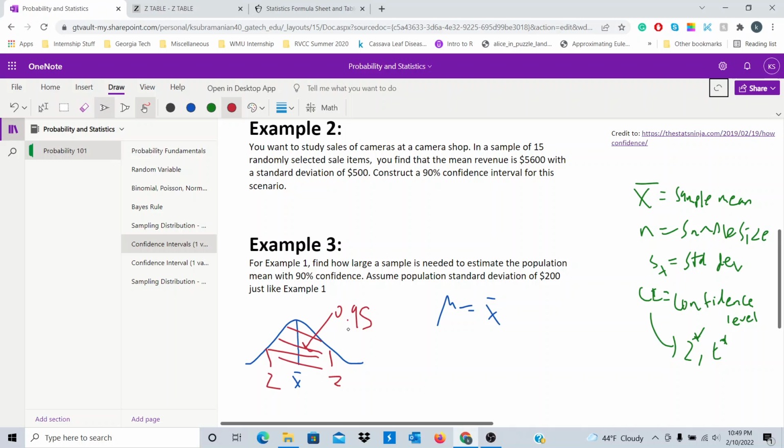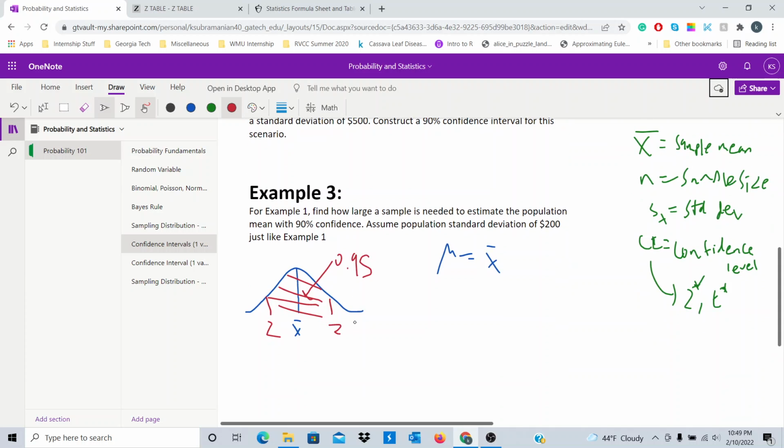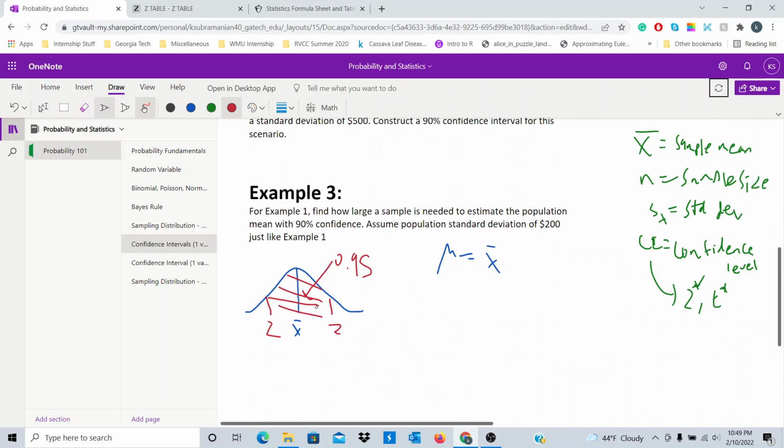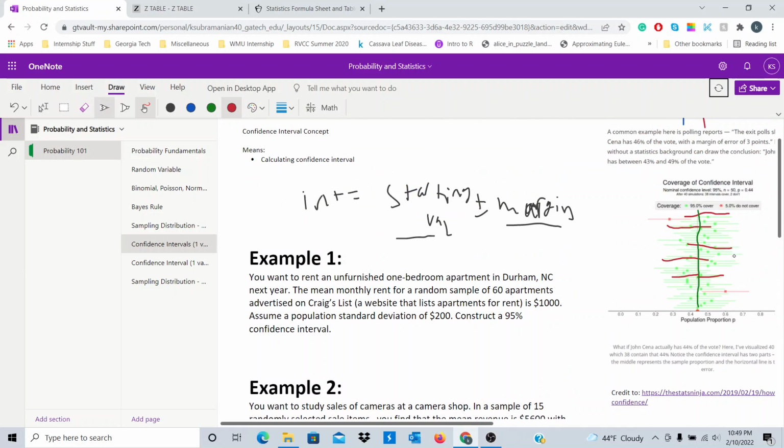The one thing to keep in mind with confidence intervals is that they go in both directions. Remember how we have a starting value as our basis, and we go plus or minus the margin of error? That's why the area shown in red is what we're going to be getting. The area between these two z-scores represents the confidence level, and this agrees with the interpretation I mentioned with the John Cena example.